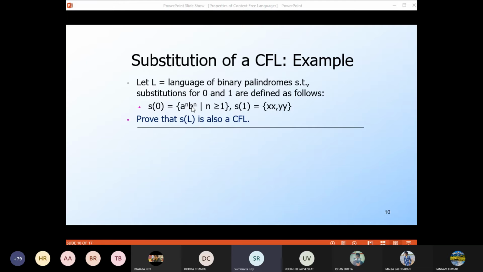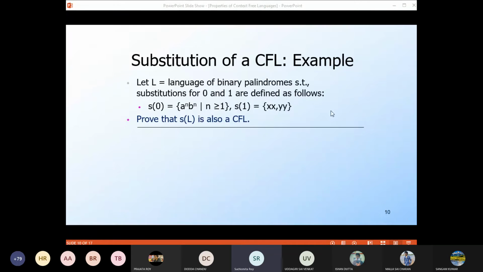Will that work? No, epsilon you cannot add. You have to write AB because n is greater than or equal to 1. Okay, so S derives ASB or AB. Will that work? Yes, ma'am. Right? What about the second language, S1, XX and YY?